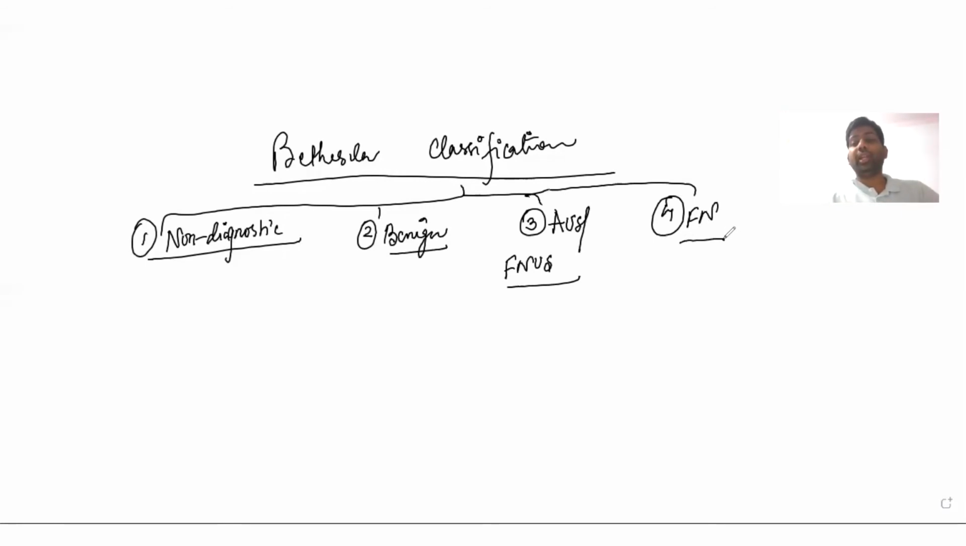We cannot differentiate a benign versus malignant follicular cancer depending on the FNAC result. We need a histopathological confirmation. So on FNAC, we can only say that it's a follicular neoplasm, that is Bethesda 4.